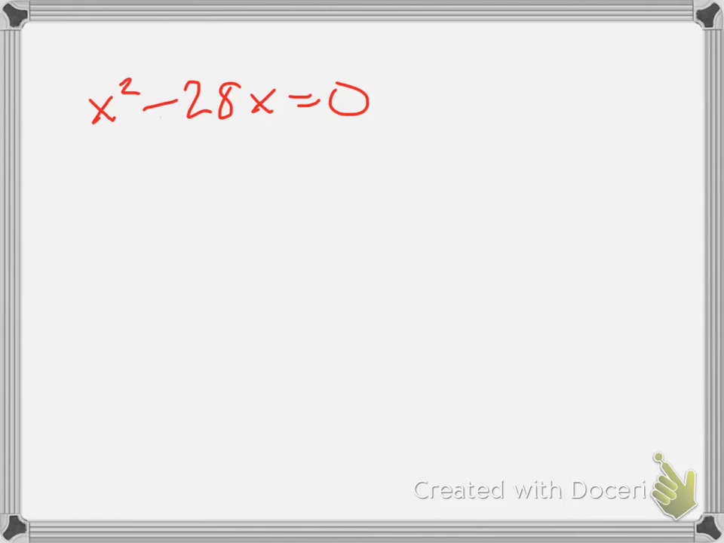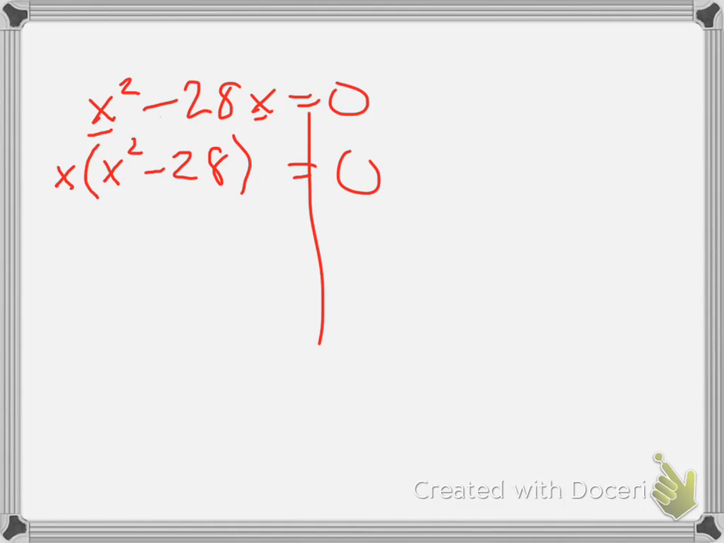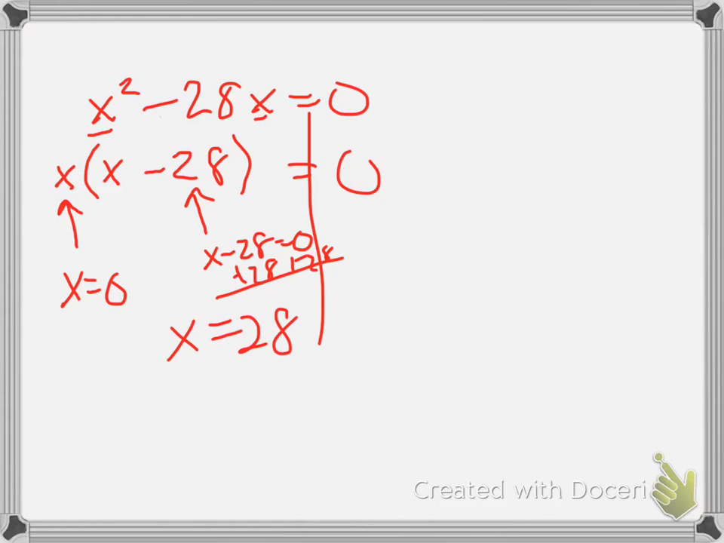This one will be easy to factor. I can see that they both have something in common. They both have an x, so I'm going to factor an x out of it, which means I'm going to divide them both by x. That's going to leave me with x minus 28 inside the parentheses. Sorry about that. Now I can set them both equal to 0. So if I set this one equal to 0, I get x equals 0. If I set this one equal to 0, I'm going to get 28. So x equals 28. So that means my two possible answers are 0 and 28.